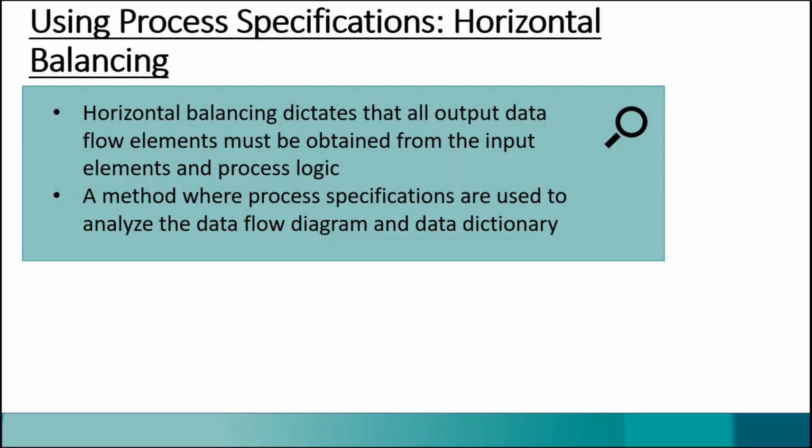Using process specifications, horizontal balancing. Horizontal balancing dictates that all output data flow elements must be obtained from the input elements and process logic. It is a method where process specifications are used to analyze the data flow diagram and data dictionary.